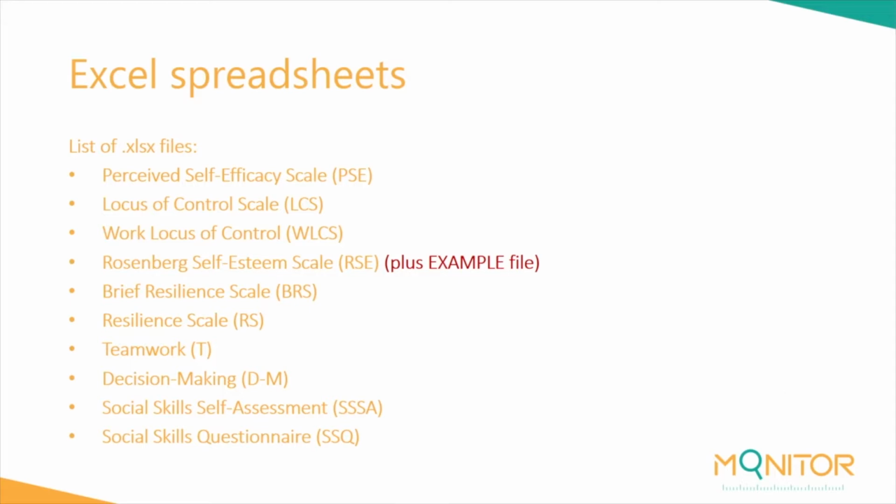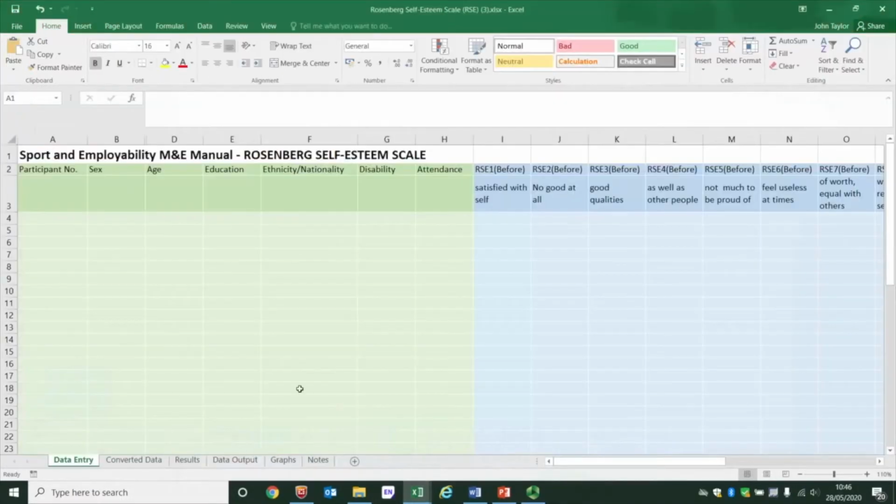Let us have a closer look at the Excel spreadsheet for the Rosenberg Self-Esteem Scale. So, when you open up the Excel spreadsheet for the Rosenberg Self-Esteem Scale, you can see that at the top we have the title of the Excel spreadsheet. It is very important that you open the correct spreadsheet and use the correct spreadsheet for the data that you have. So always check that you have the correct Excel file open. You will also see that there is the title of the Excel spreadsheet in the first row. So Sport and Employability Manual, Rosenberg Self-Esteem Scale.